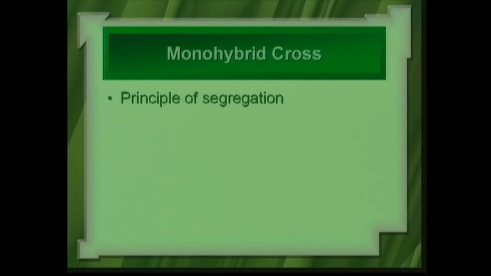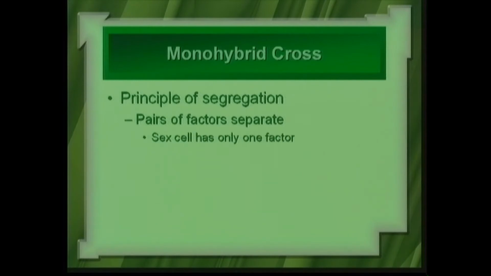Now Mendel figured this out. This is one of the ideas he came up with. He called it his principle of segregation. What happens is that these factors, which we call genes but he called factors, will separate during meiosis. Pairs of factors will separate during meiosis. So the sex cells, egg and sperm, have only one factor. Each sex cell only gets one factor from the person or the plant that is making the sex cell.